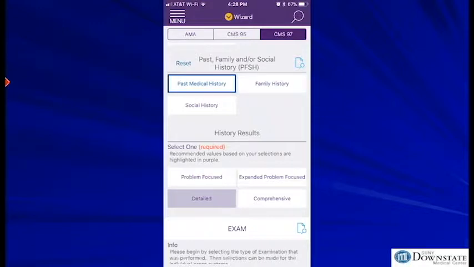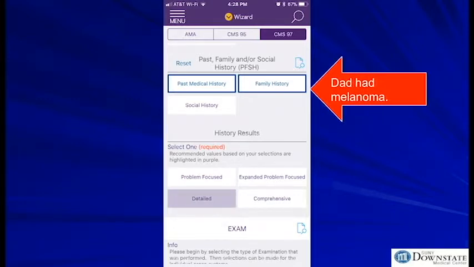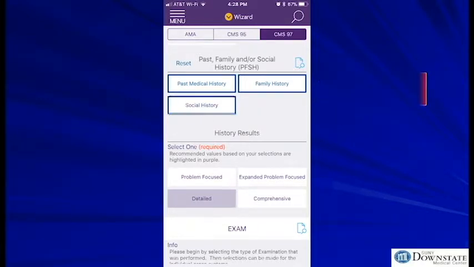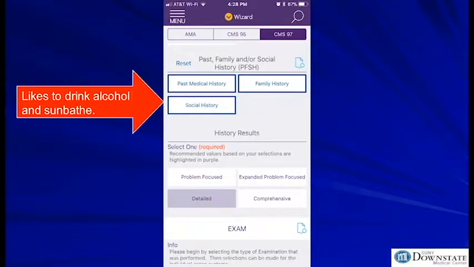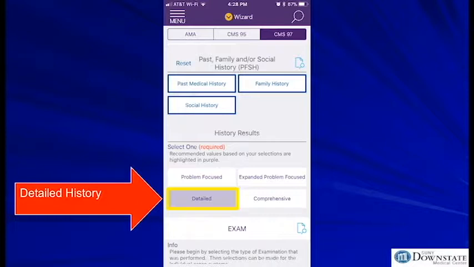Now, so we've got our past medical history, and this can be patient has atypical nevus syndrome, or the patient doesn't have atypical nevus syndrome but had some moles removed in the past. Family history, dad had melanoma, or any other malignancy, anything that may be related to risk. In this case, we'll throw in a social history too. The patient loves to get drunk and sunbathe, don't we all? So when we look at this, we find that at the bottom, this has given us a detailed history. And that's the level of history that we would need for a level 4 established patient.